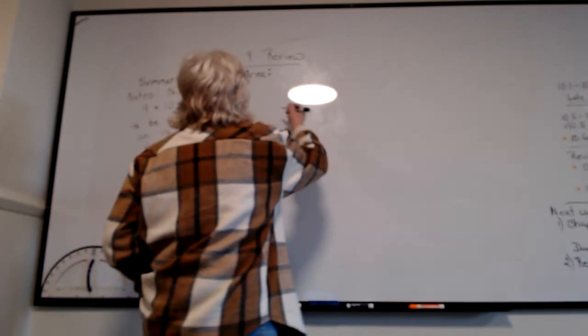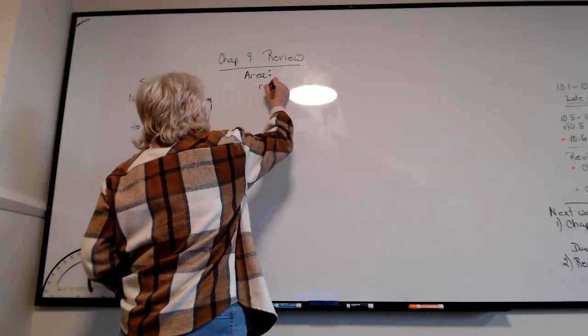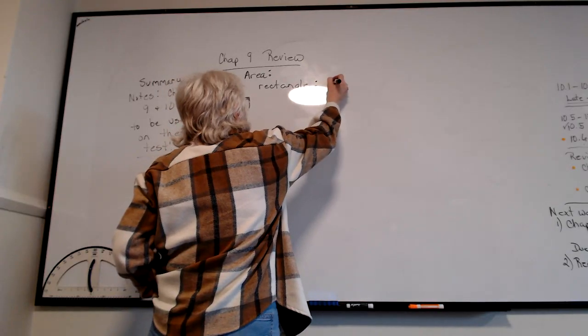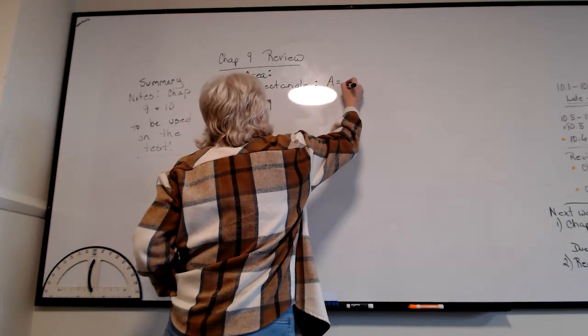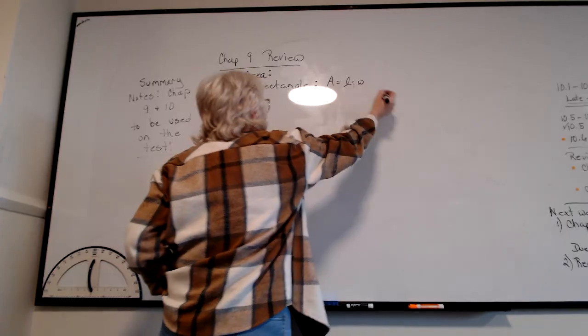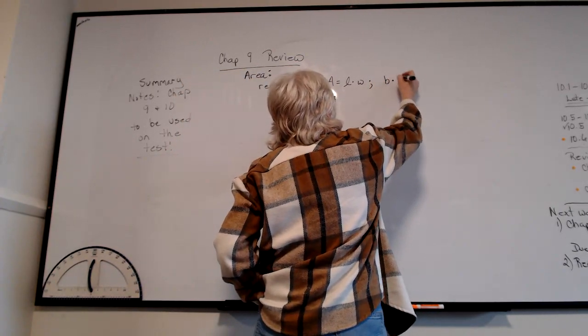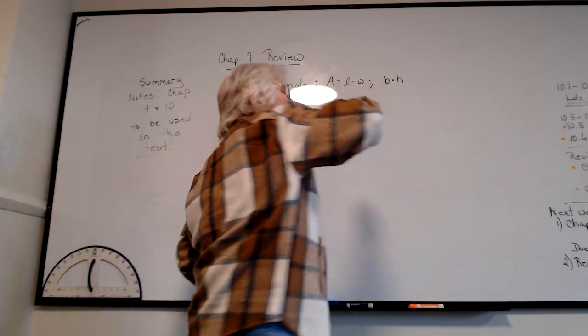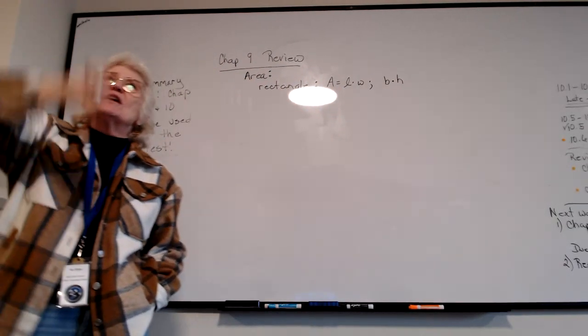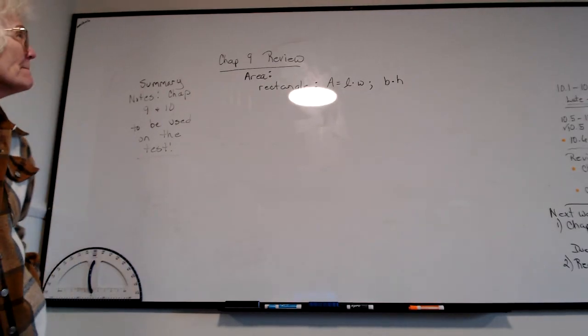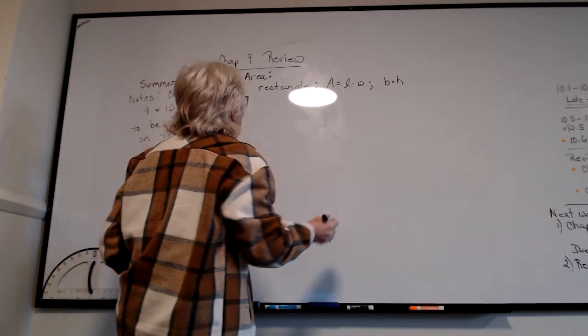figures. So a rectangle, the area is equal to the length times the width, or it might be said the base times the height, because the base would be your bottom number, the height would be your number that's going up. Okay, so that's our formula for that.